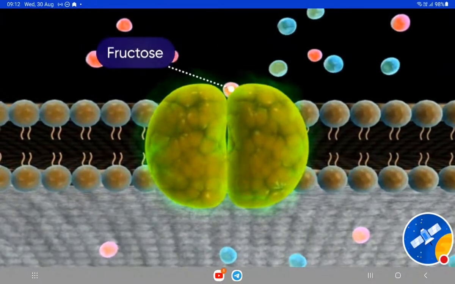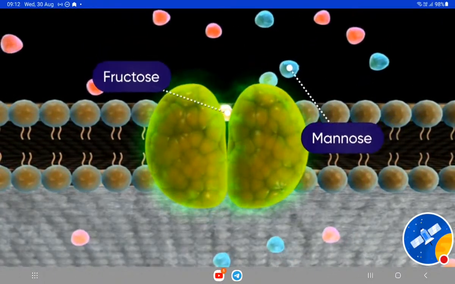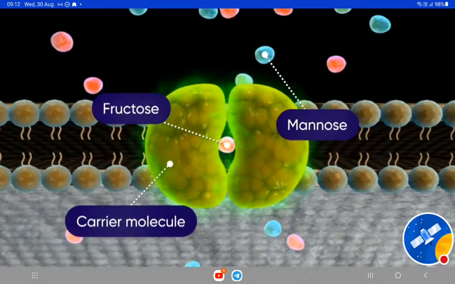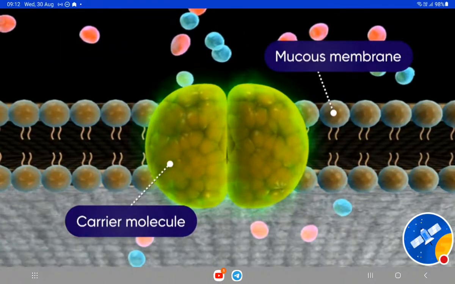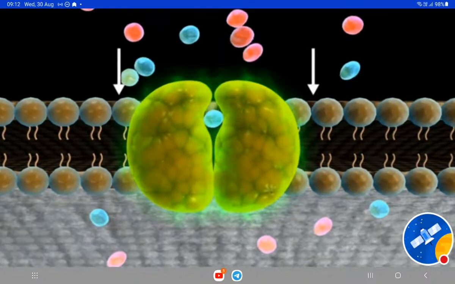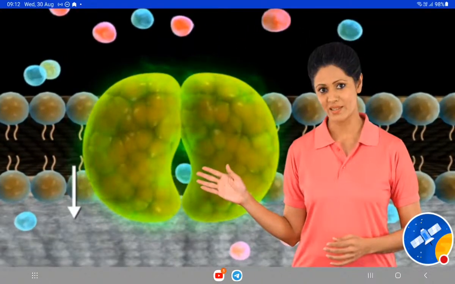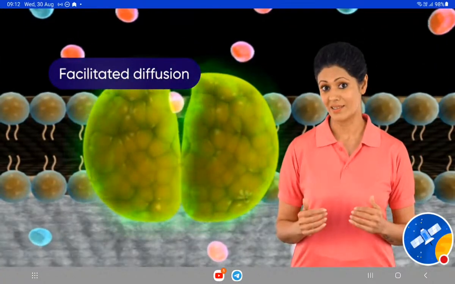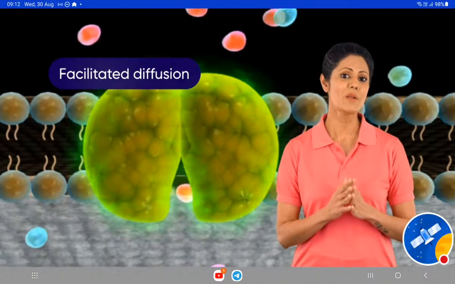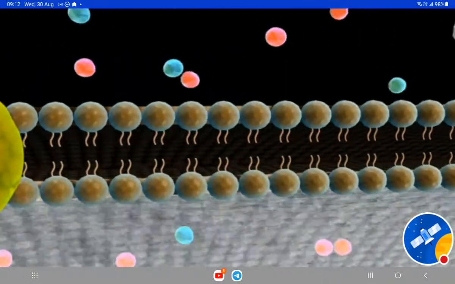Sugars such as fructose and mannose are absorbed with the help of some carrier molecules present in the mucous membrane along the concentration gradients. This process is called facilitated diffusion and is faster as compared to simple passive diffusion.